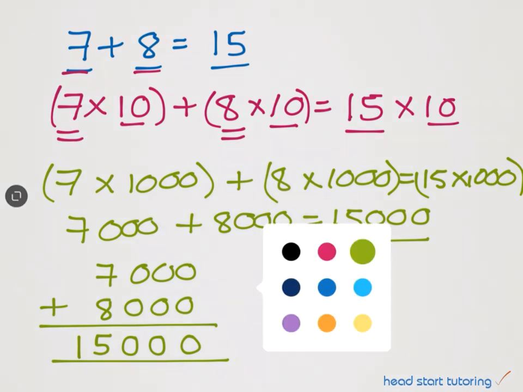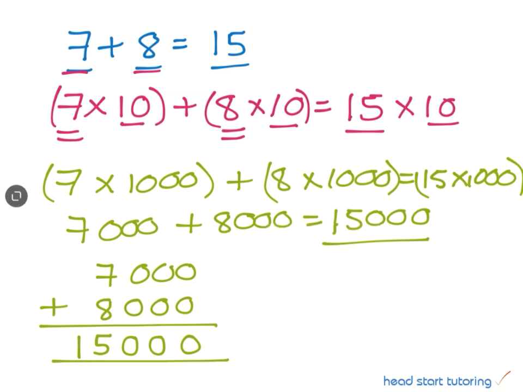So whenever we are working with just units and we add them together to get an answer, we need to remember that when we multiply both of these numbers, both 7 and 8, by 10 or 100 or 1,000, we must do the same thing to our answer.